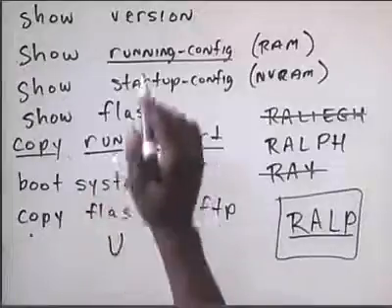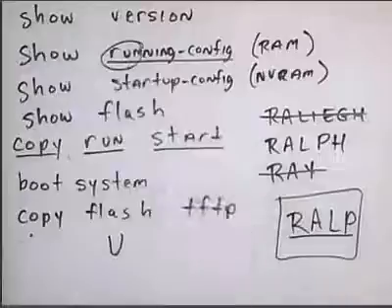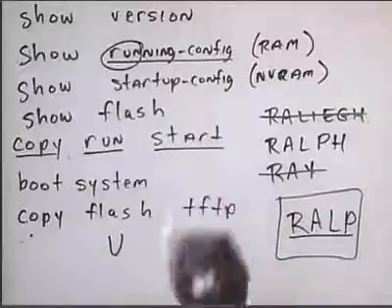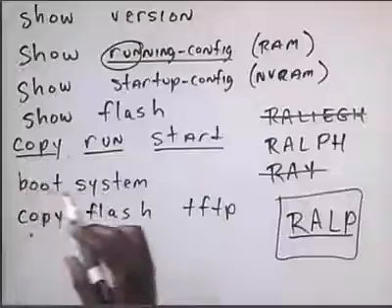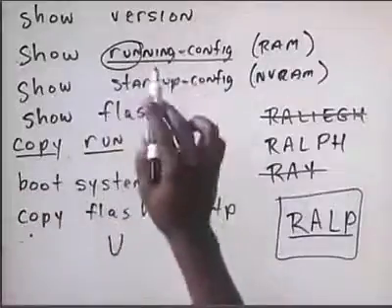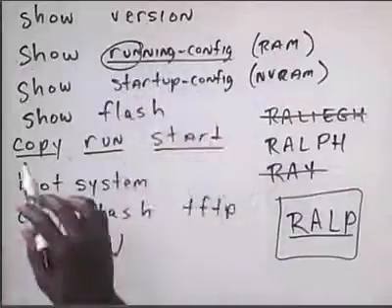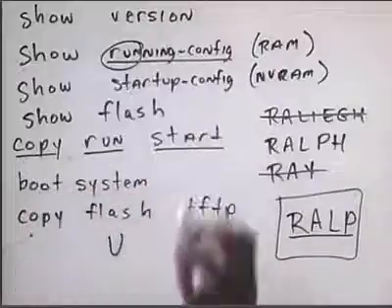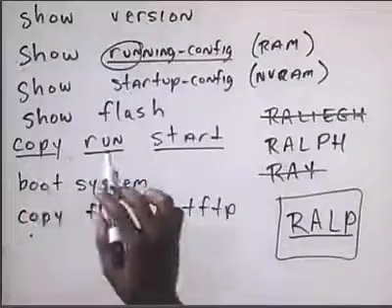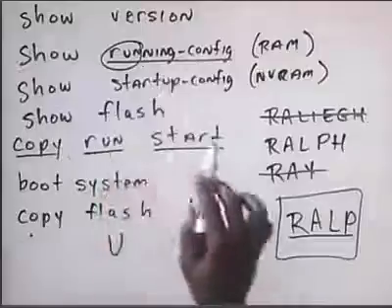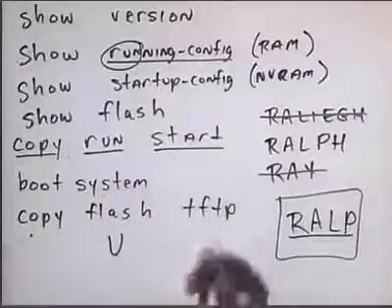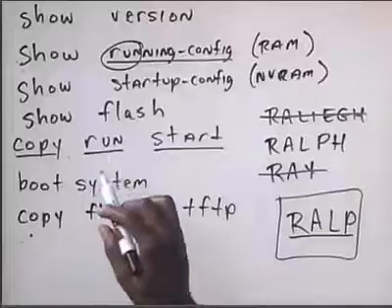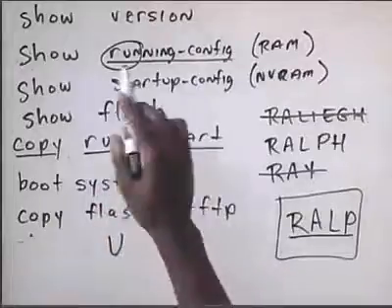RUN for run. That indicates we want running config and startup config. So, the syntax to save our running config to our startup config would be copy run start or copy running-config startup-config. For your exam, keep in mind that you may have to spell some of the commands out.